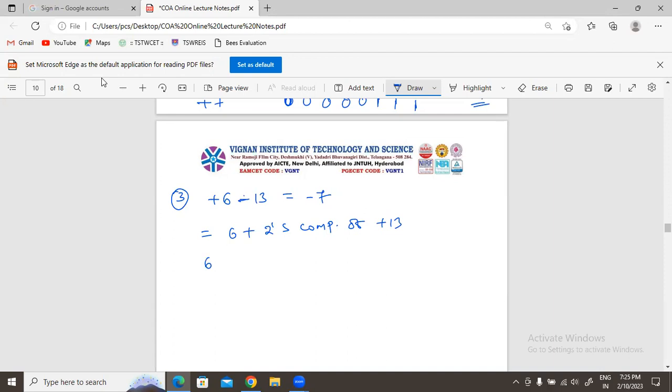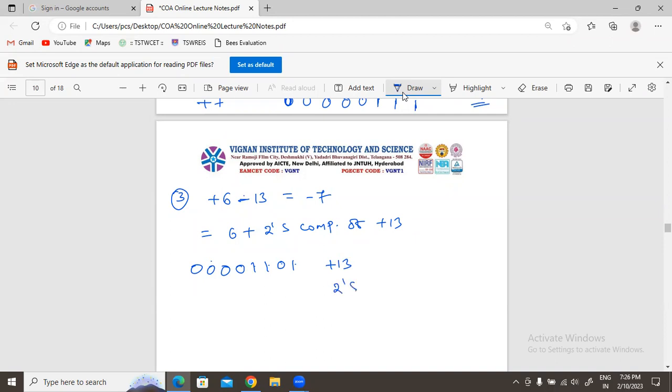First write the plus 13 decimal value, then convert it into 2's complement form. Don't use the successive division method, because it is time consuming. You can use the 8421 code. 13 means 8 plus 4 is 12, plus 1 is 13. The remaining bits will become 0, making 8 bits. This is plus 13.